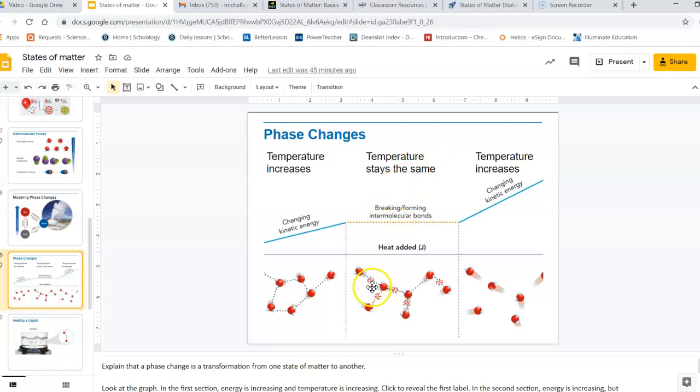All this heat is going to be used to start breaking those intermolecular forces. I'm going to keep adding heat until most of them are broken. And then once all of them are broken and they're all free, the temperature is going to start increasing again as the particles begin to move faster and faster. So let's look at an animation of this.